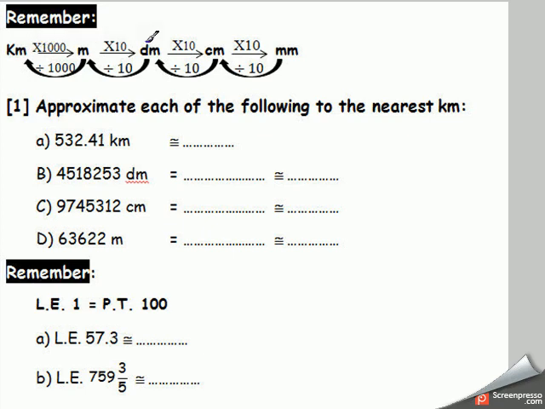From meter to decimeter, I should multiply by 10. When I want to convert from decimeter to centimeter, I should multiply by 10. When I want to convert from centimeter to millimeter, I should multiply by 10.